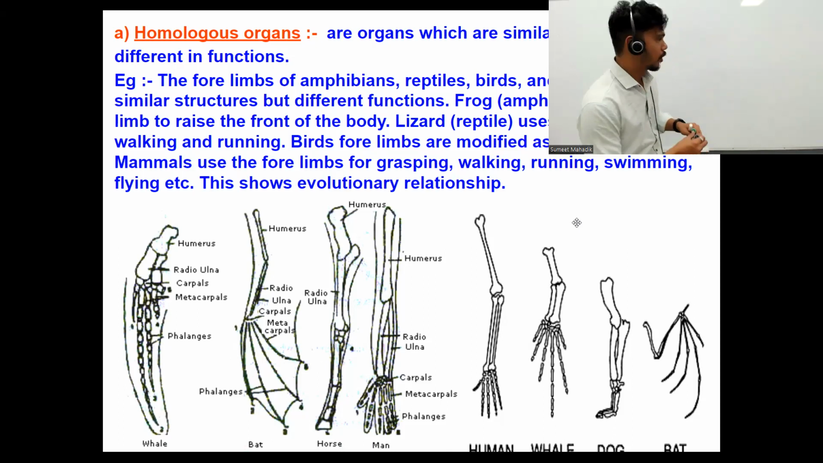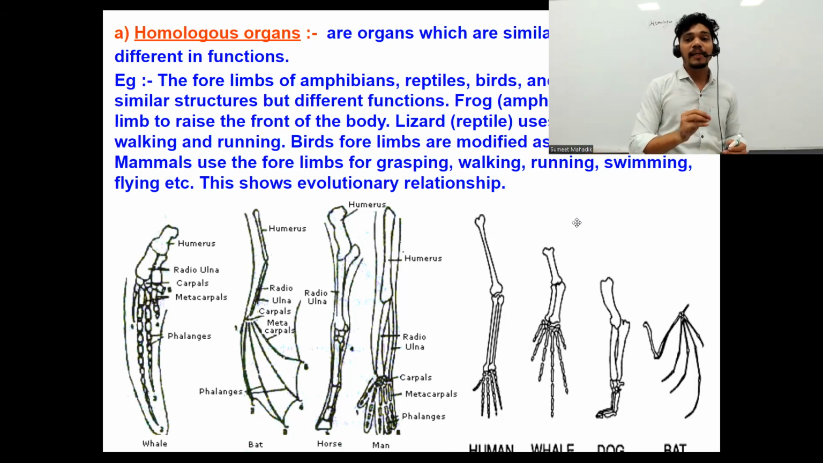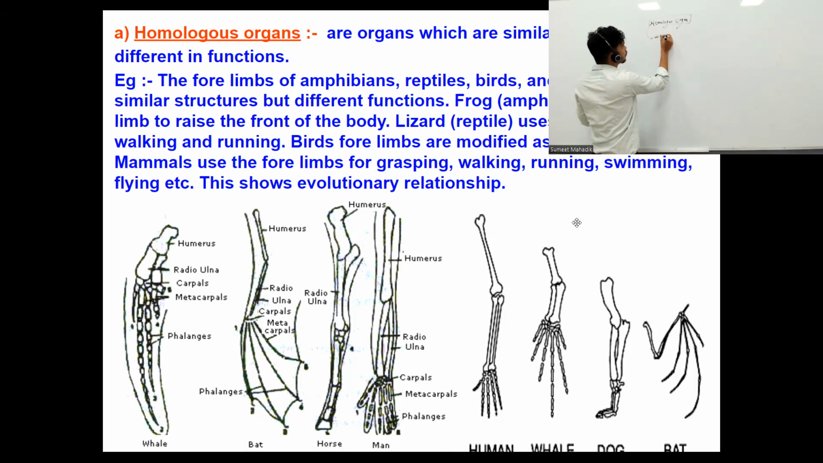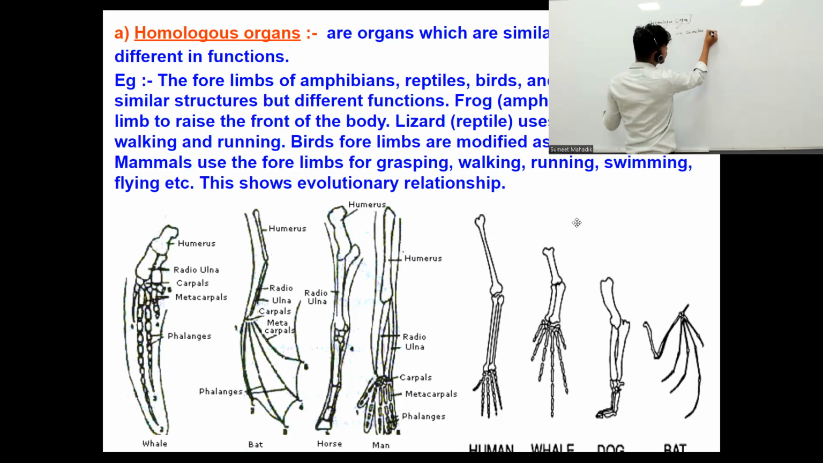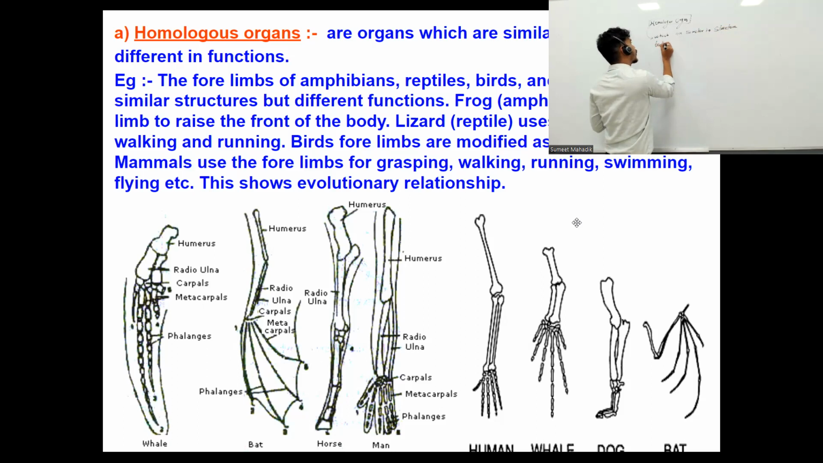What is a homologous organ? What do you mean by homo? Same. Homologous organs are the organs which are similar in structure but different in function. Give me an example.